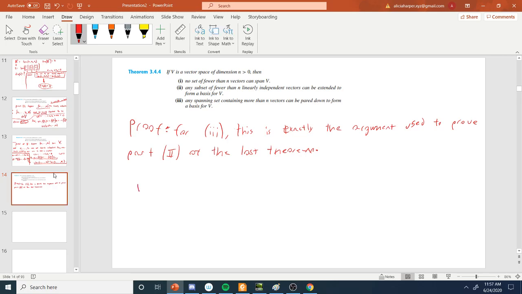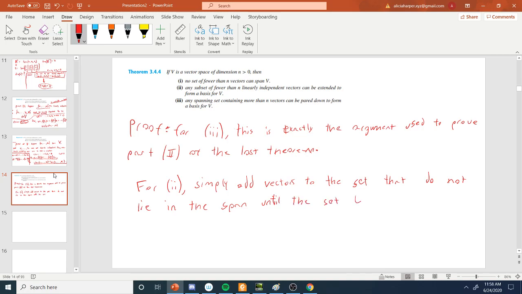Now for 2, what we do is simply add vectors to the list, or to the set, that do not lie in the span, until the set becomes a spanning set.